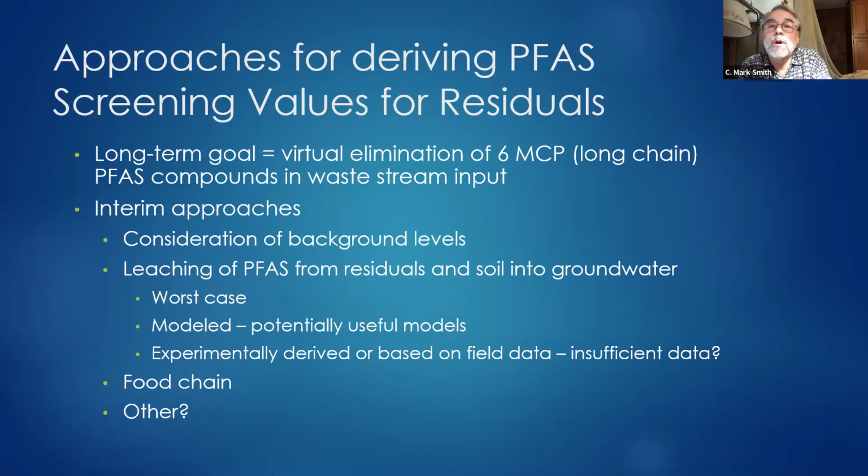And certainly there are perhaps other approaches that could be considered for regulating PFAS in biosolids, and we are hoping to hear from everybody on the stakeholder group here with any suggestions for other approaches that we should consider. Next slide, please.